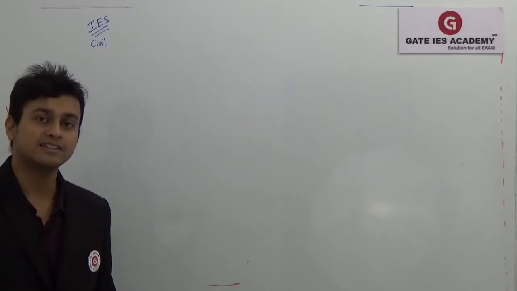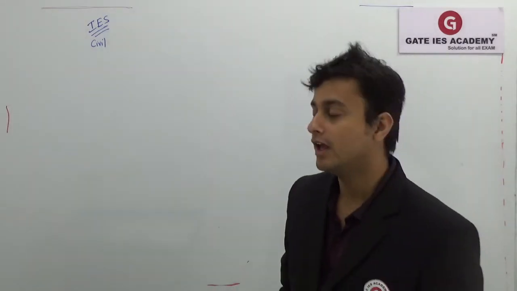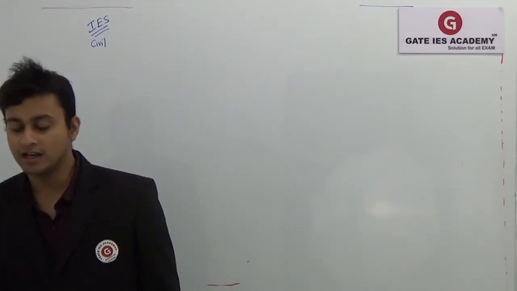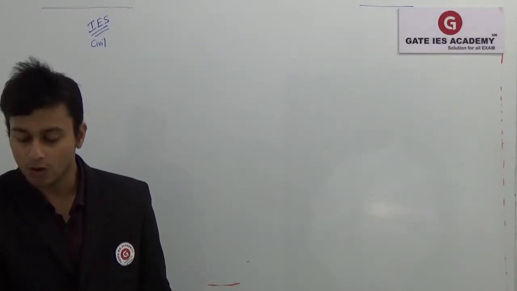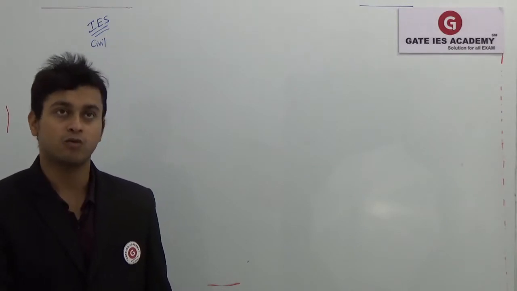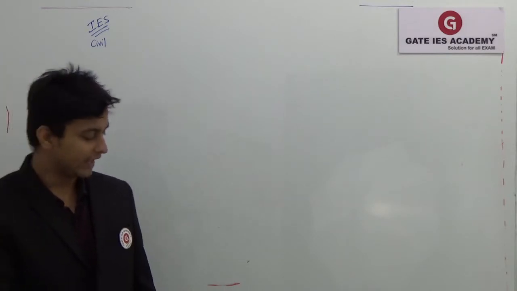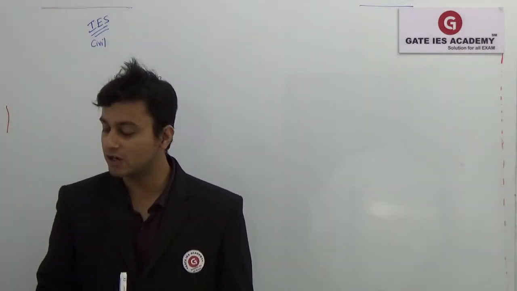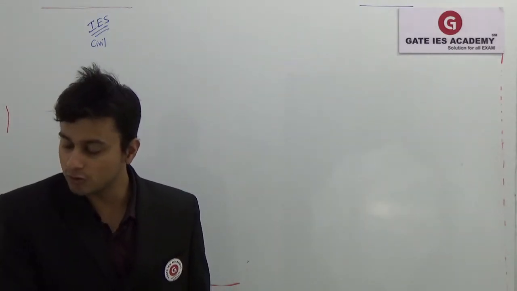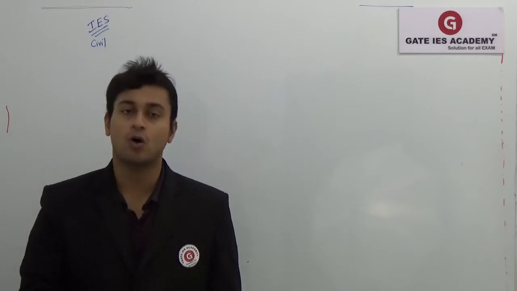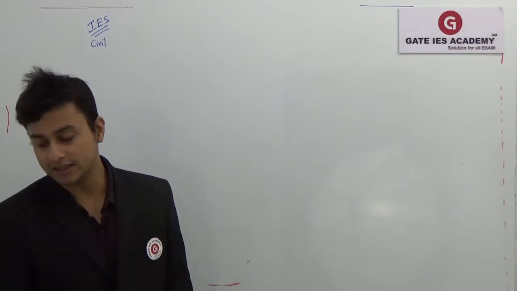Okay students, now let's discuss one previous year's IES question which was asked in civil engineering. The question says, in a Proctor compaction test, the soil specimen of one observation had bulk unit weight of 19 kilonewton per meter cube and moisture content of 15%.